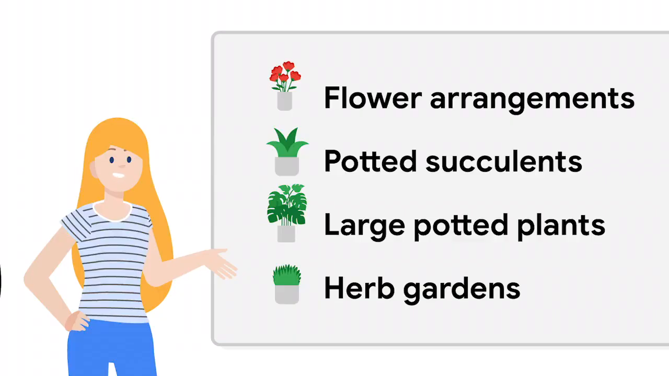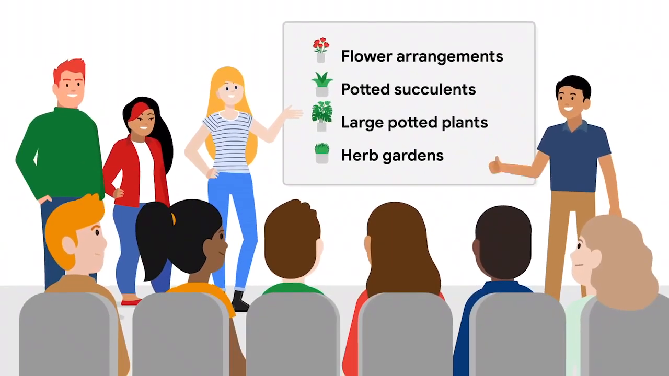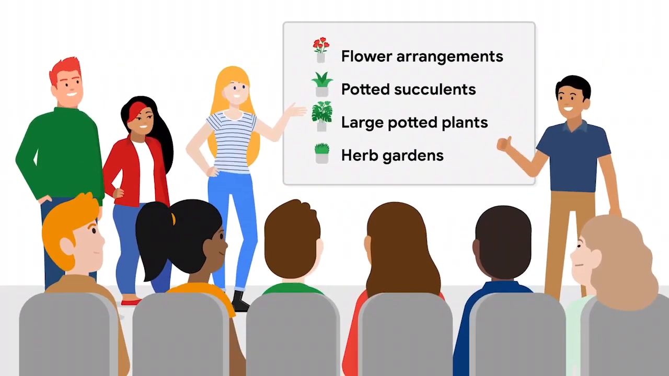Scrum Master. Let's imagine an example of how a product owner will work within Virtual Verde. For example, let's say that the Virtual Verde product owner told the development team that they need to work on the following features in this order: flower arrangements, potted succulents, large potted plants, and herb gardens. When the development team reviews the list, they tell the product owner that herb gardens originally sounded difficult to deliver because they're considered regulated food items.